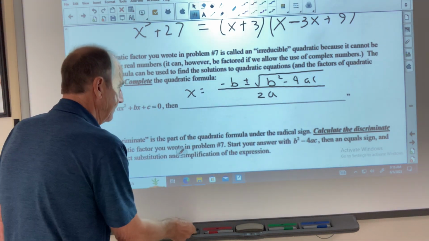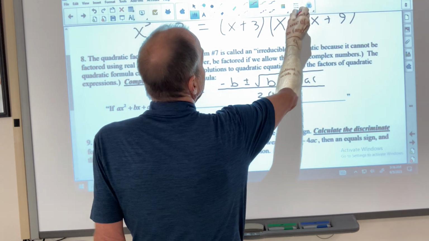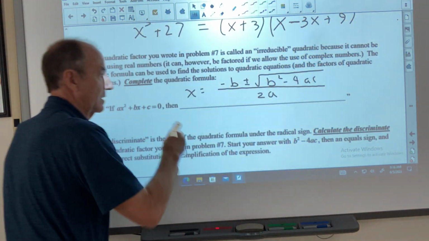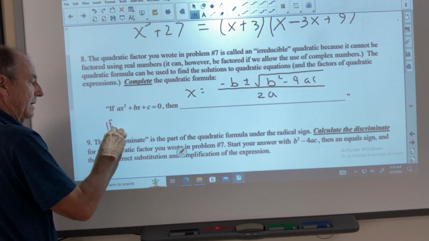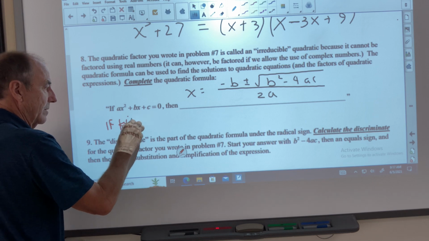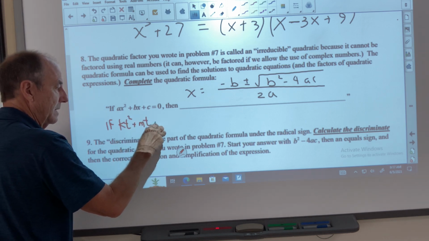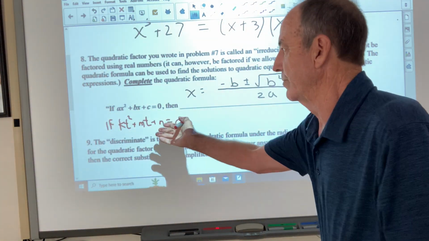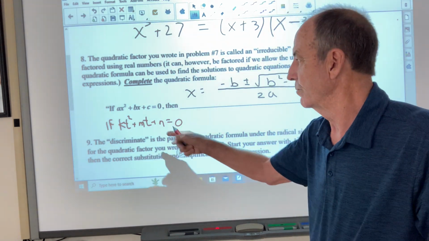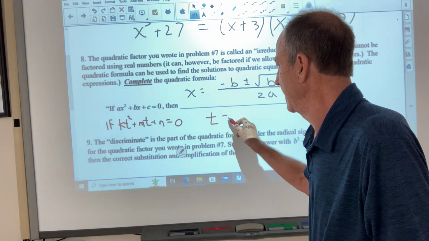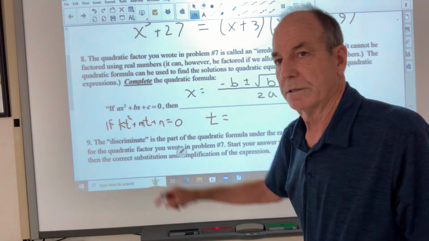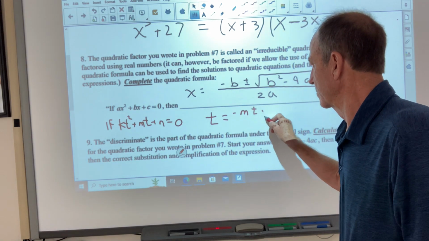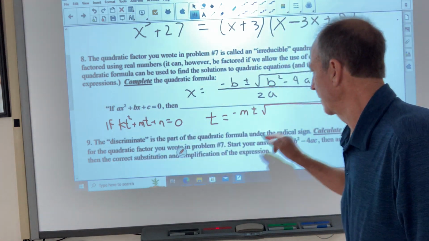I mean, for example, if we had a slightly different hypothesis, let's suppose, just as a talking through this, if I said if k t squared plus mt plus n is equal to 0, then what can you say? Again, this is a quadratic equation. You should be able to tell me what the conclusion would be. Then t, not x, would have to equal, it's not going to be minus b, it's going to be minus m, right? Plus or minus the square root. It's not going to be b squared, it's going to be m squared, right?